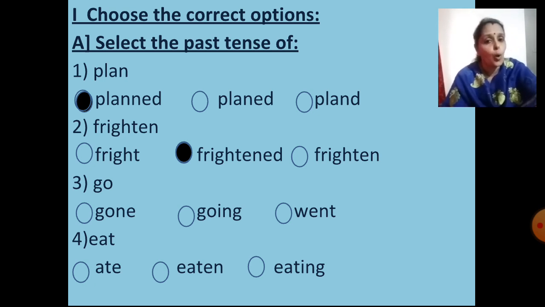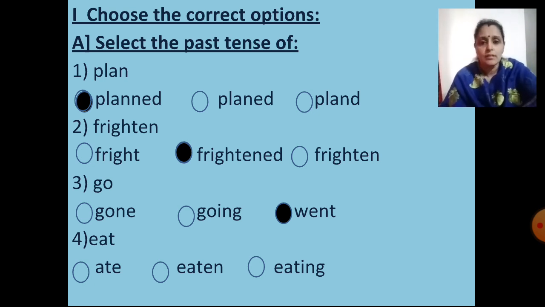Next one, go. G-O, go. So what is the past tense of go? Gone, going, or went? I go to school every day. So what will be the past tense of this? I went to school yesterday. So what is the past tense of go? Went. So I will click on went.